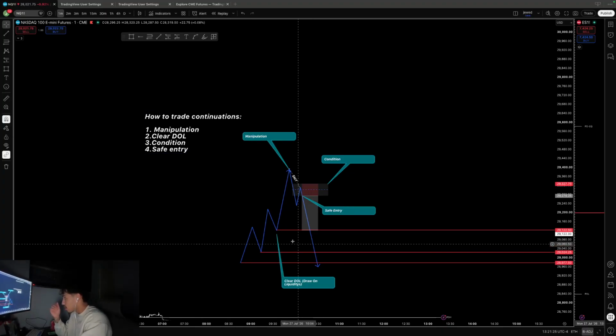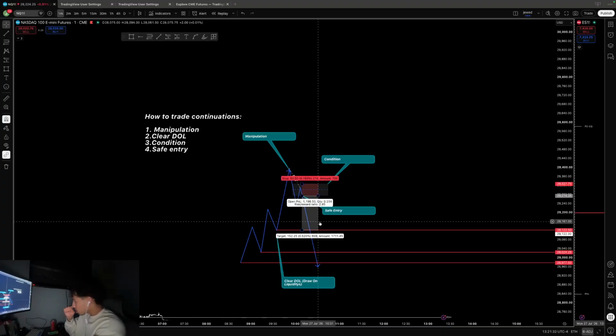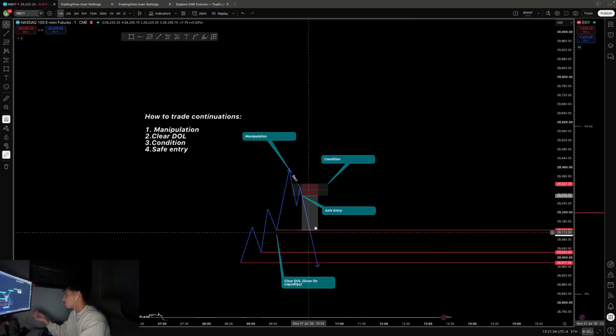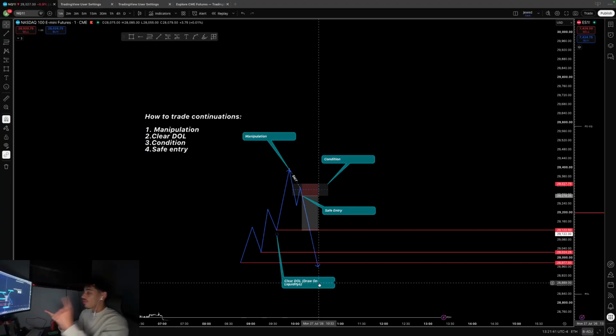A clear drawn liquidity, drawn liquidities being swing highs, swing lows, or untapped higher time frame gaps. But in this instance, I just have swing lows passed out, and this is a bearish example. We have conditions, and a condition could be any sort of fair value gap, engulfment candle, just a certain condition. You want to see the respect and the disrespect of these moves out of these conditions, and that's where we will take our safe entry, which would be some sort of displacement or engulfment candle. We'll go over all of this.